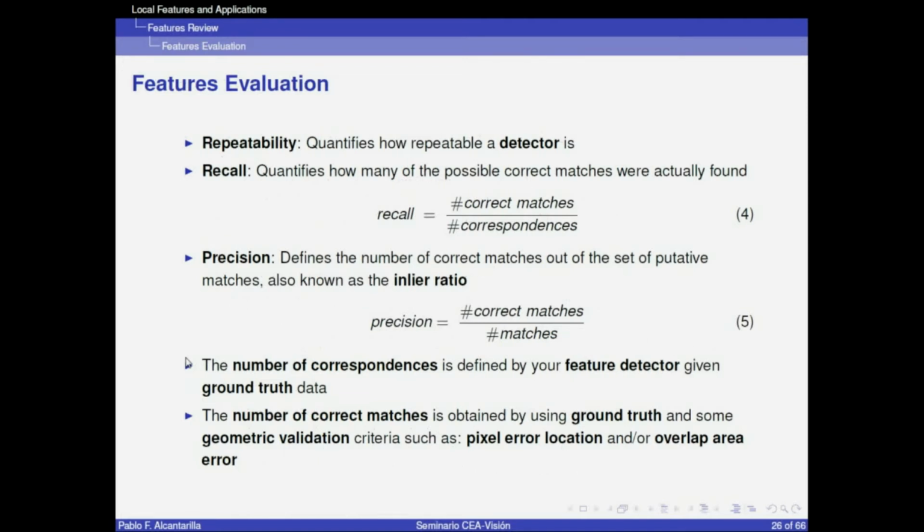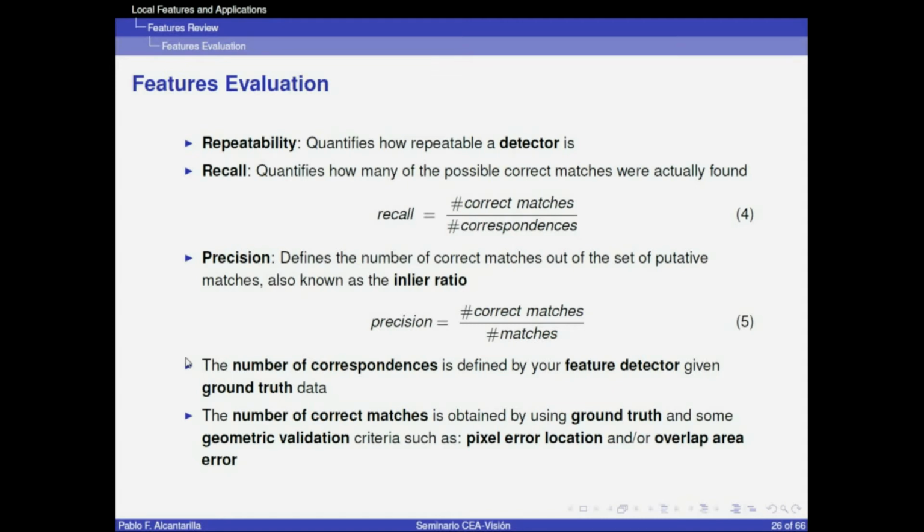Now I will mention some of the criteria that people use to evaluate detectors and descriptors and to say that one is better than the other. For detectors, normally people use repeatability, which quantifies how repeatable a detector is. For example, we have a set of images of the same object from different viewpoints, and we want the key points in all the images to be approximately at the same location in the scene.